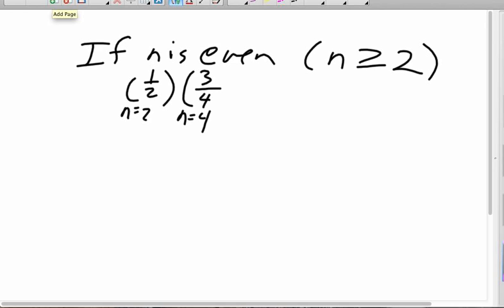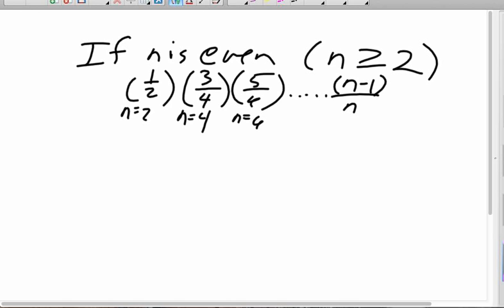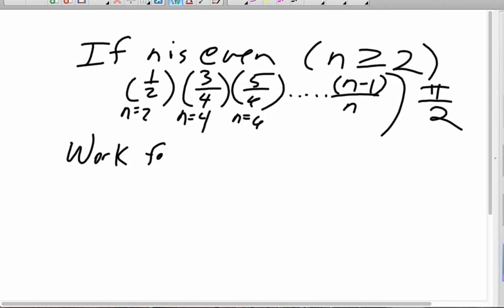Okay. And then if n is 6, then this would be 5/6, on up to n minus 1 over n, where n is your power. And then all of these are multiplied by pi over 2. And that's Wallis's formulas. And these work for sine and cosine.